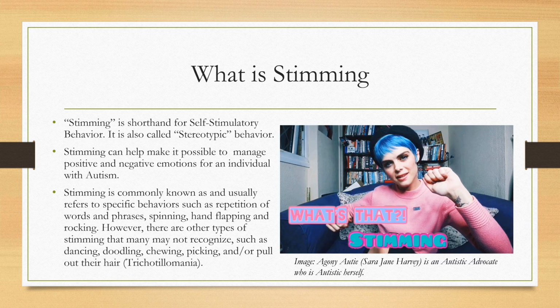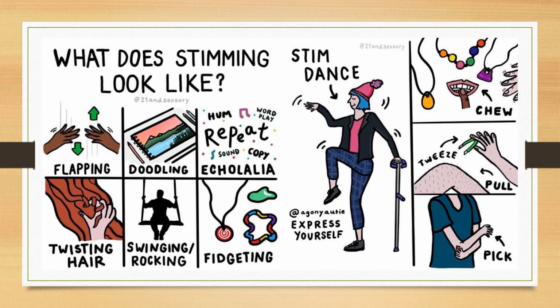In the picture is Agony Aunty, Sarah Jane Harvey. I'm not sure if anyone's familiar with her, but she is well known in the autistic community, and she is also an autistic person who is an advocate for autism. So I will show an image of the different types of stimming. So these are what they look like. As a person who is autistic, I do a lot of these things.